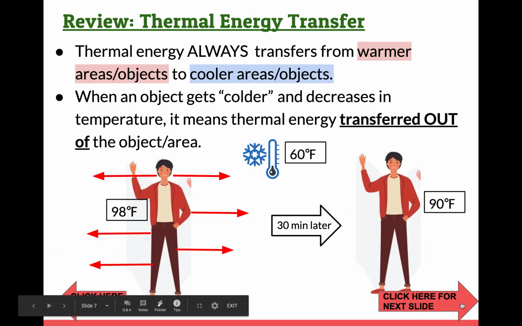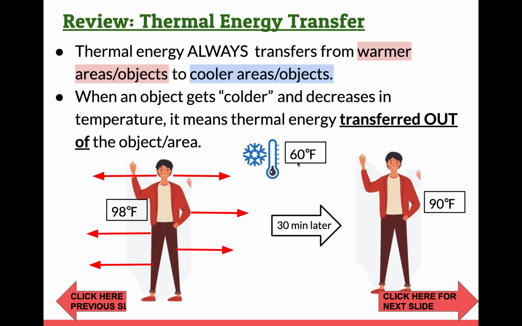One more example. Say that your body is 98 degrees Fahrenheit, that's our body temperature, and it's really cold outside. Outside, the surrounding air is 60 degrees. So what's going to happen? Well, thermal energy is going to leave your body, and if thermal energy transfers from your body to the colder surrounding area, then maybe 30 minutes later, you're going to feel colder. Maybe your body temperature dropped to 90 degrees Fahrenheit.